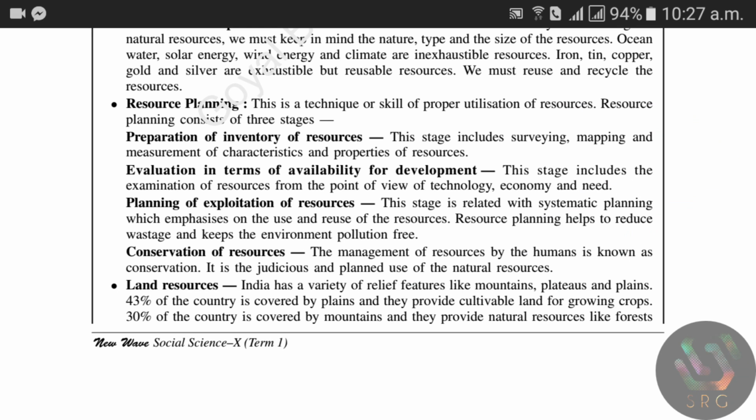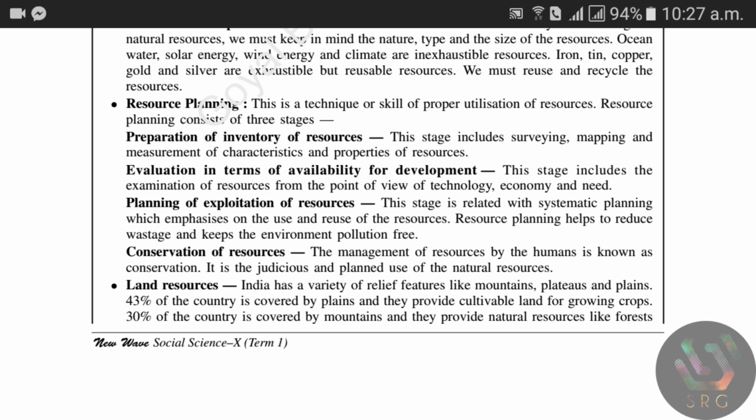This stage includes surveying, mapping, and measurement of characteristics and properties of resources. Let me read it once again to you. This stage includes surveying, mapping, and measurement of characteristics and properties of resources. Just analyzing or doing research on the resource itself.